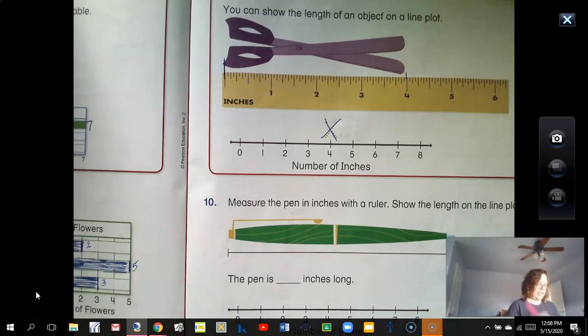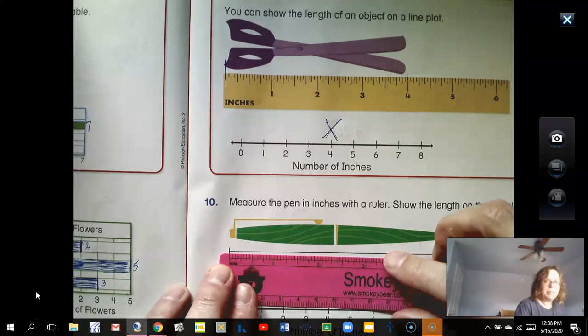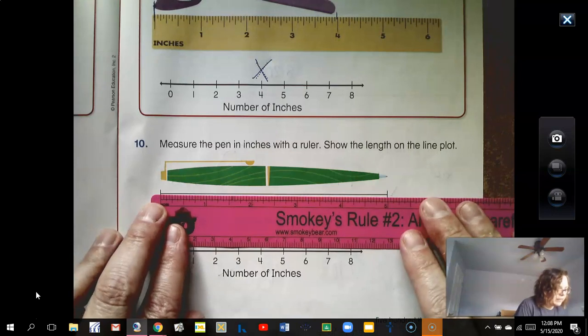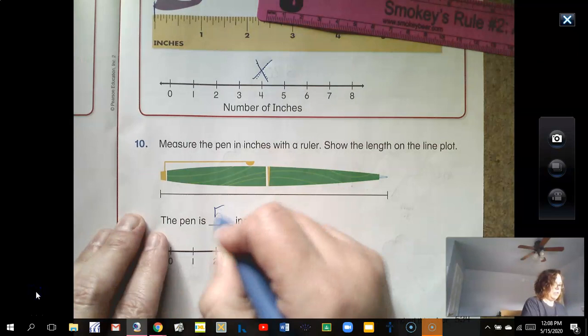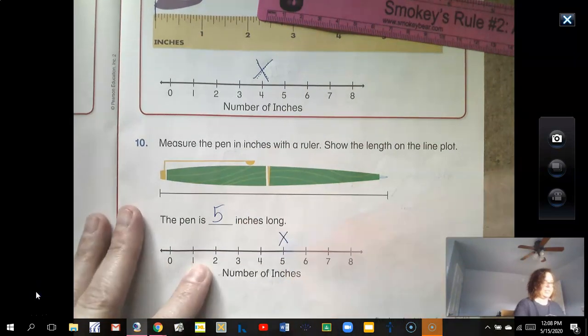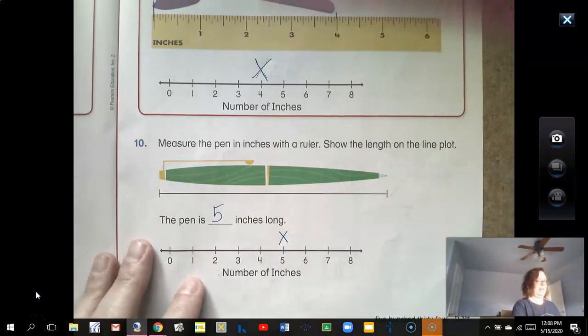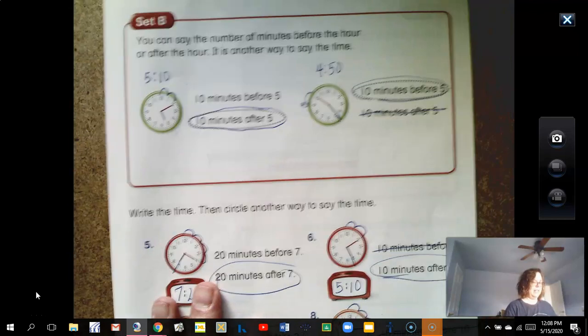So I'm measuring in inches. So I'm going to put my ruler up there neatly. I got 5. So 5 inches, and this is how I put it on the line plot. Okay, that is it, guys.